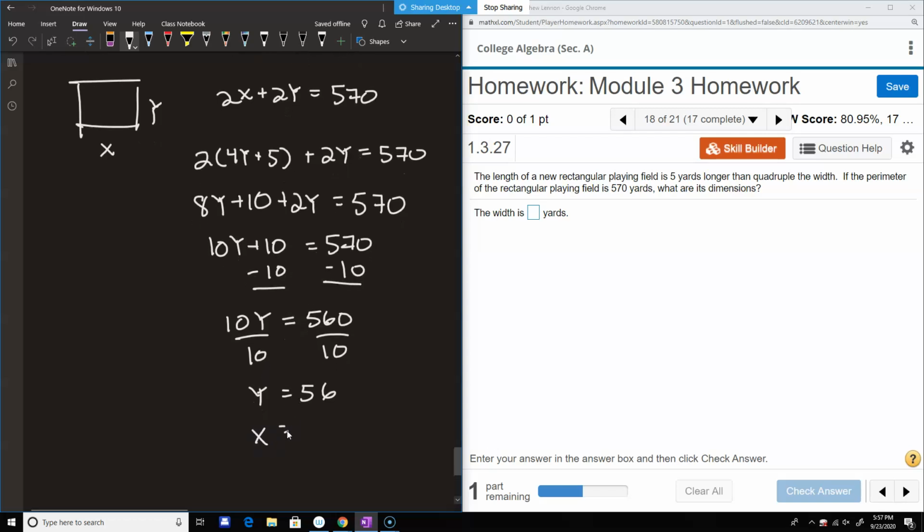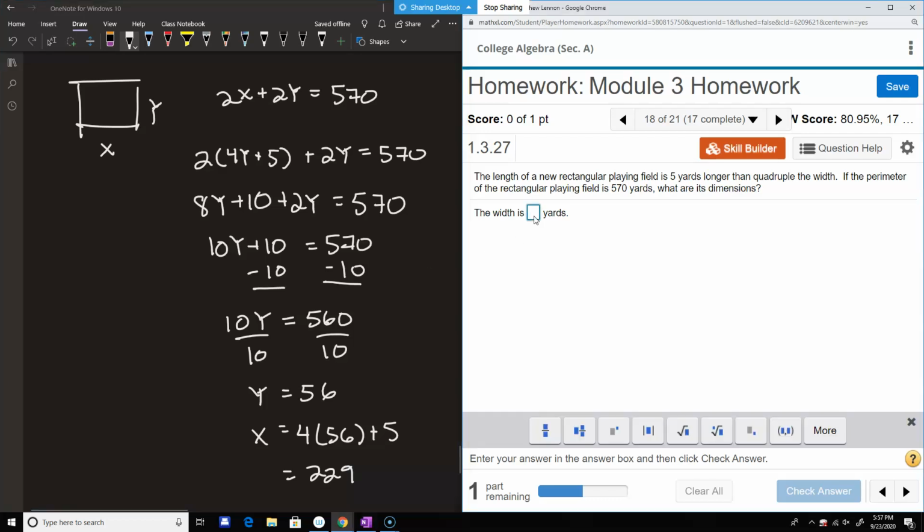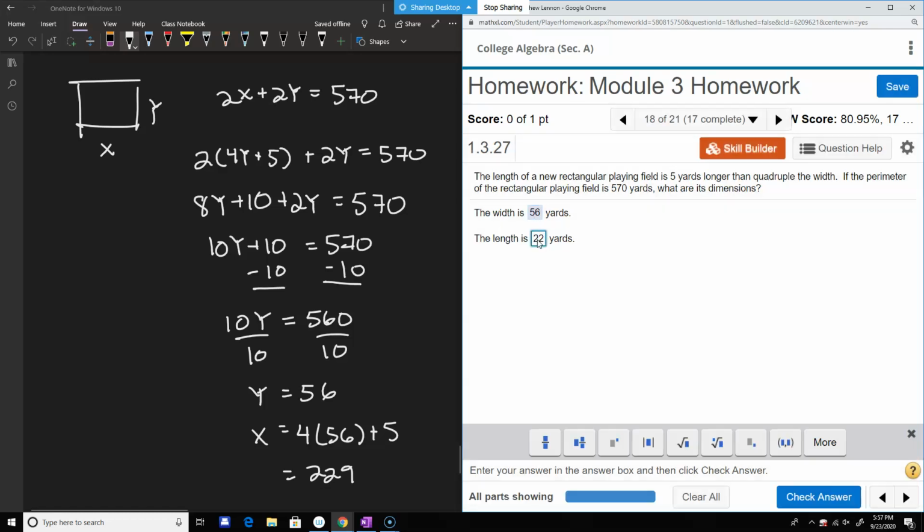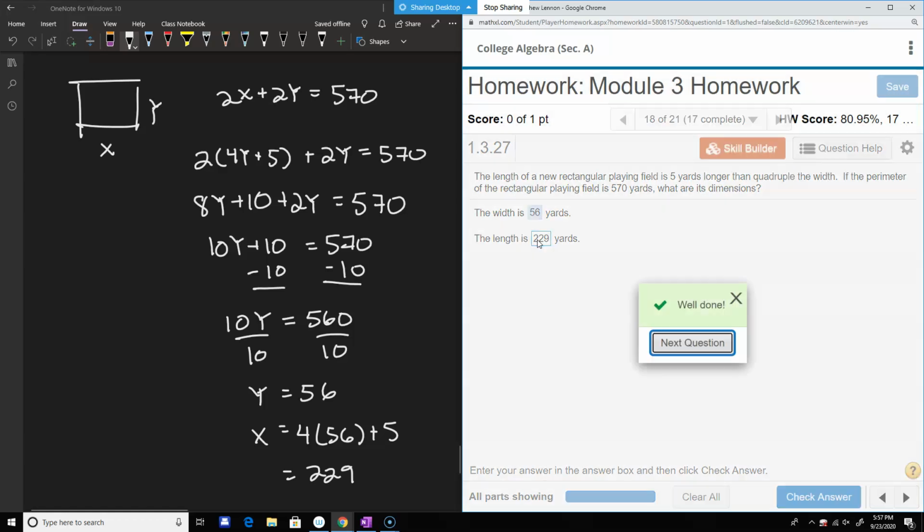x is 4 times 56 plus 5, which is 229. So 56 yards is the width, the shorter side, and 229 is the length.